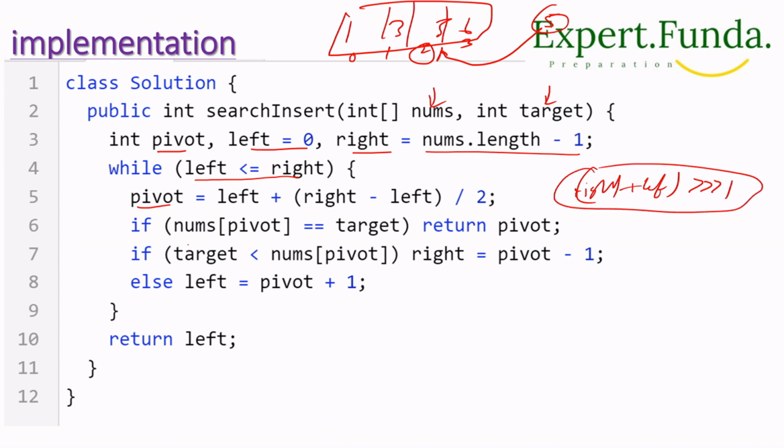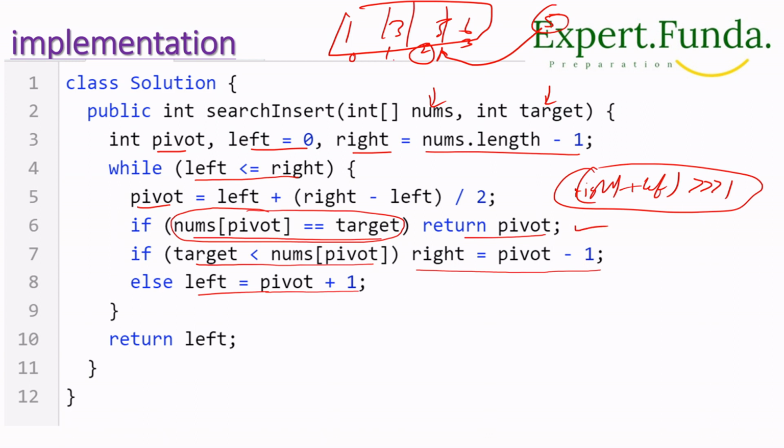Then if nums of pivot is equal to target, we will return our pivot. And if target is less than nums of pivot, then right equals pivot minus 1, else left equals pivot plus 1. So if pivot is at the mid of the element, it means we have found our target, and we return it. Otherwise we will go left or right.